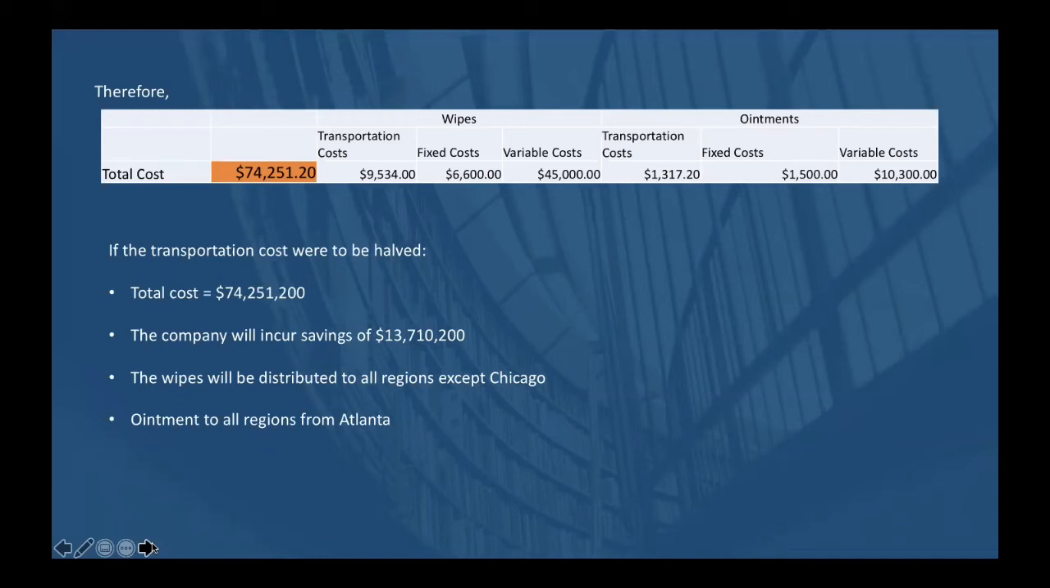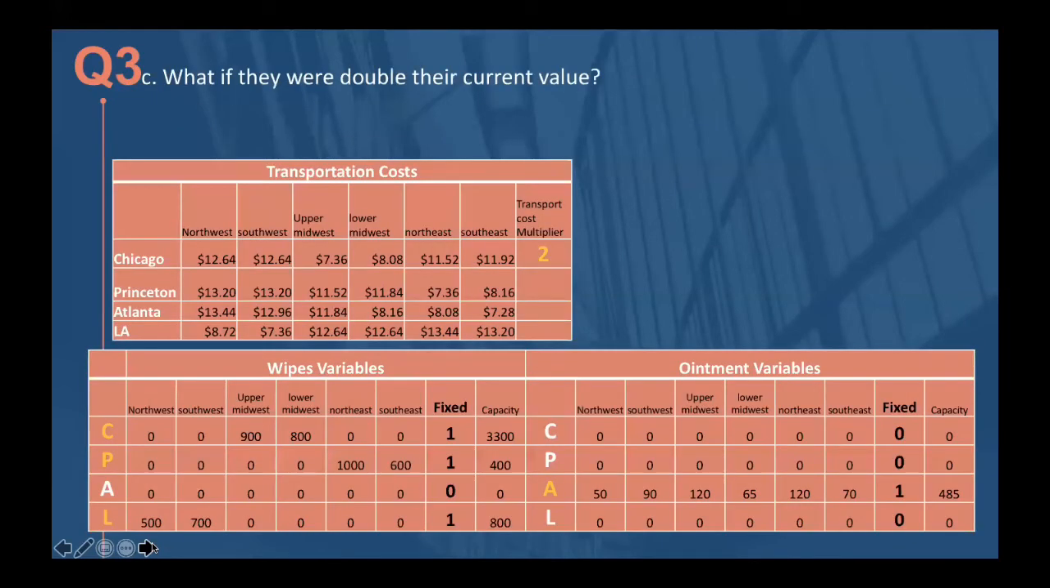But the reality is, as you can see in the next slide, the transportation cost is actually increasing as we can see in the references in the cases. So this time we will do our calculation as if transportation cost is doubled. If we consider that transportation cost is doubled, what we get are different results. This time we see that since the Chicago plant is already built, producing WIPES variables inside Chicago and Princeton and Los Angeles is actually the best way, but only for the ointment variables, we move on to Atlanta.